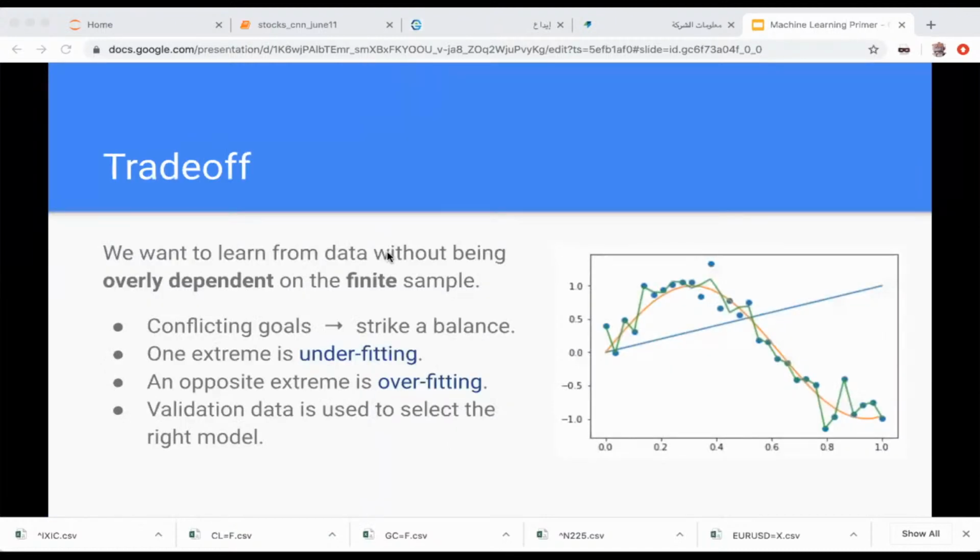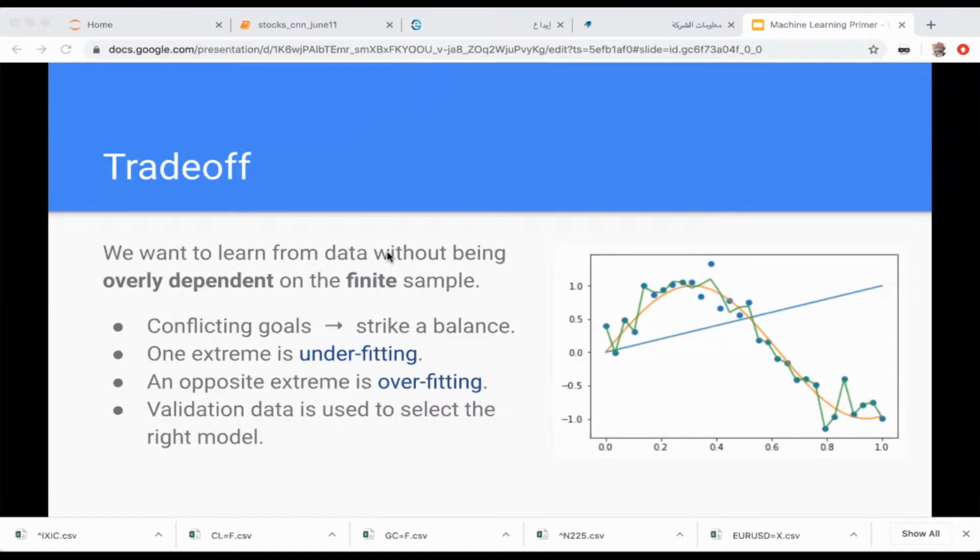So why are we doing all of this? Why do we have these three splits of the data? Why do we have this somewhat elaborate process? The reason comes from a fundamental trade-off in learning. We want to learn from data, but at the same time, we don't want to be overly dependent on the data, which is a bit of a contradiction. How do you learn from data without being overly dependent on the data?